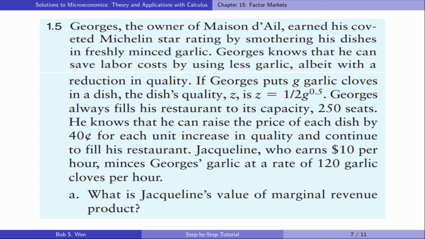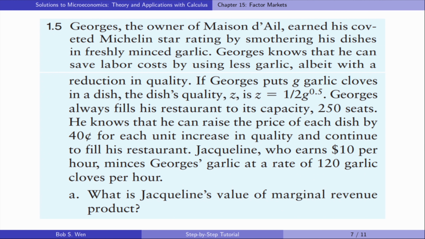Let's solve exercise 1.5. The quality of a dish Z is related to the number of garlic cloves G by this equation: Z equals 1/2 times G to the power of 1/2. Georges always fills his restaurant to its capacity, 250 seats. He knows that he can raise the price of each dish by 40 cents for each unit increase in quality and continue to fill his restaurant. Jacqueline, who earns $10 per hour, minces garlic at a rate of 120 garlic cloves per hour.